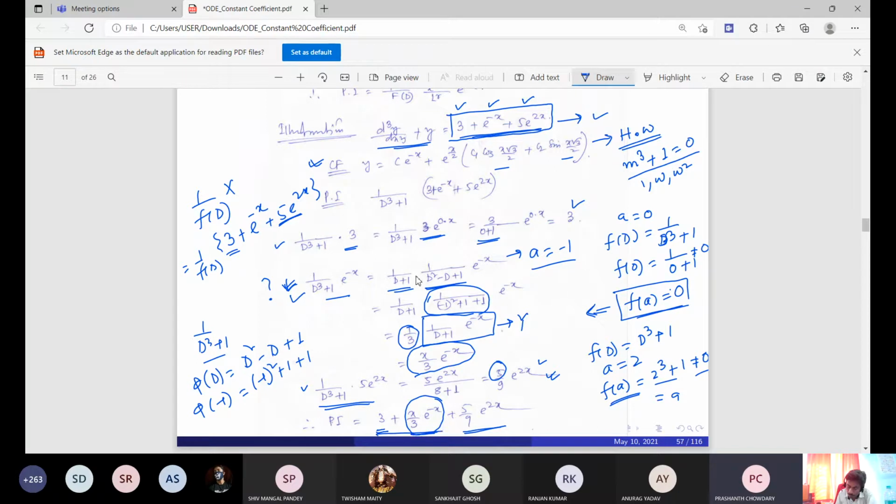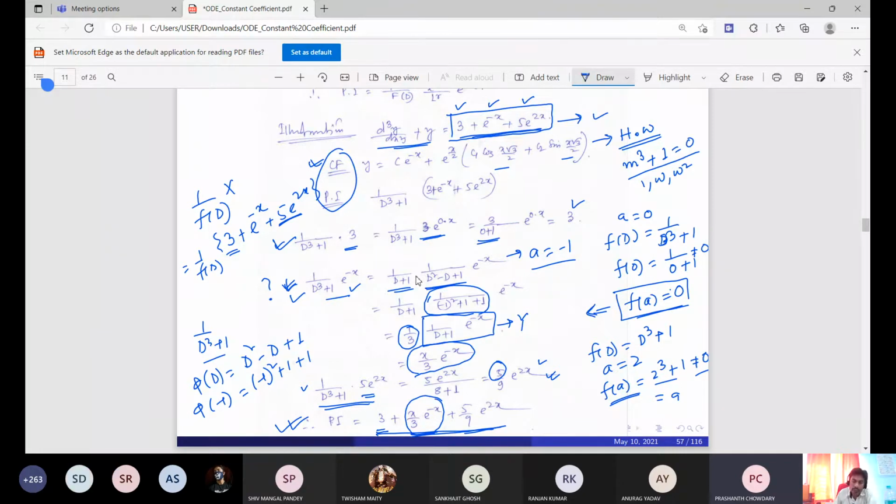So sum all three contributions: from the first part 3, the second term e to the power minus x, and the third part 5 e to the power 2x. You sum them up to get the value of the particular integral, and then write the general solution. The general solution will be the sum of CF and PI. Okay, that will be the general solution.